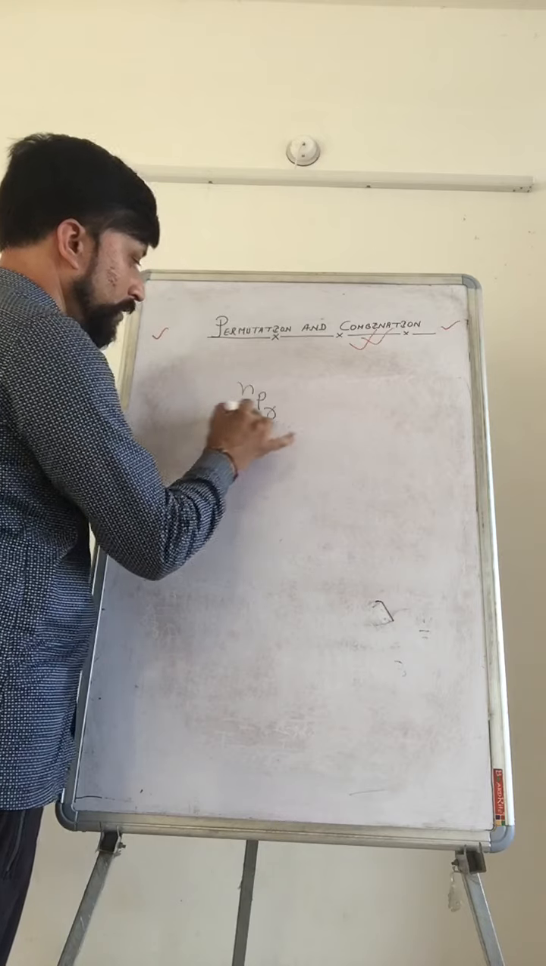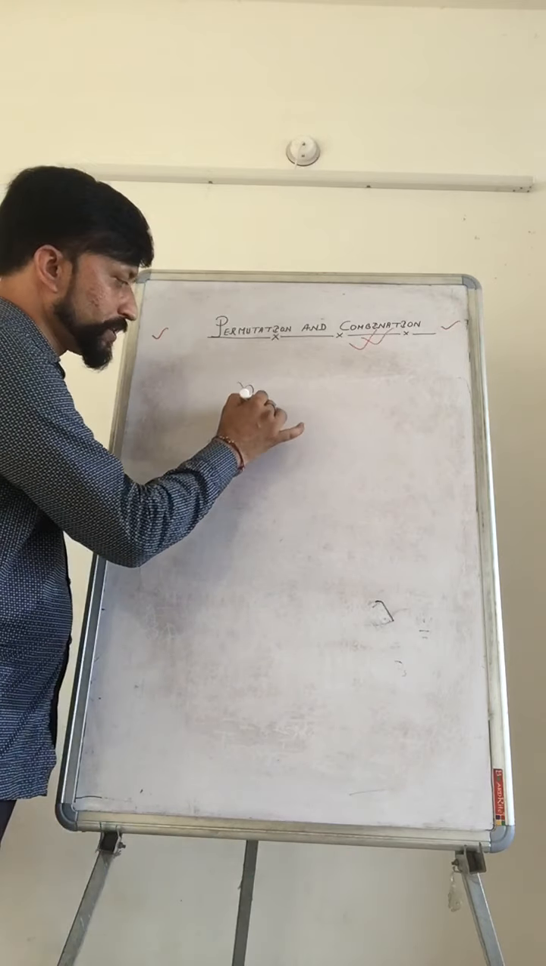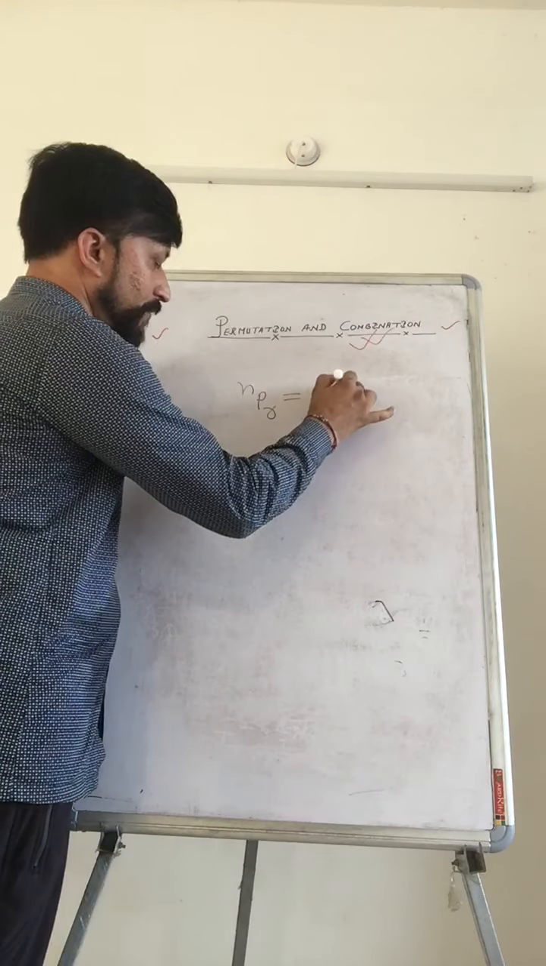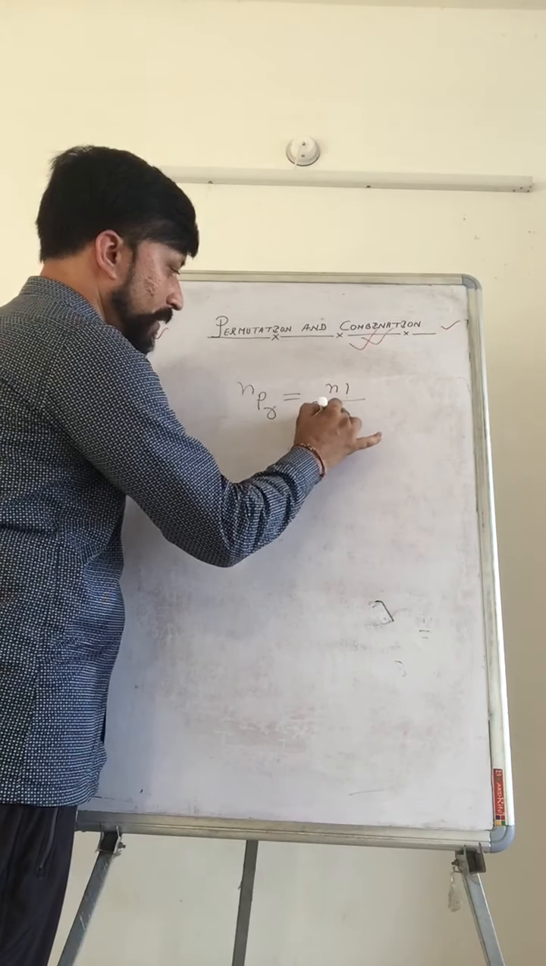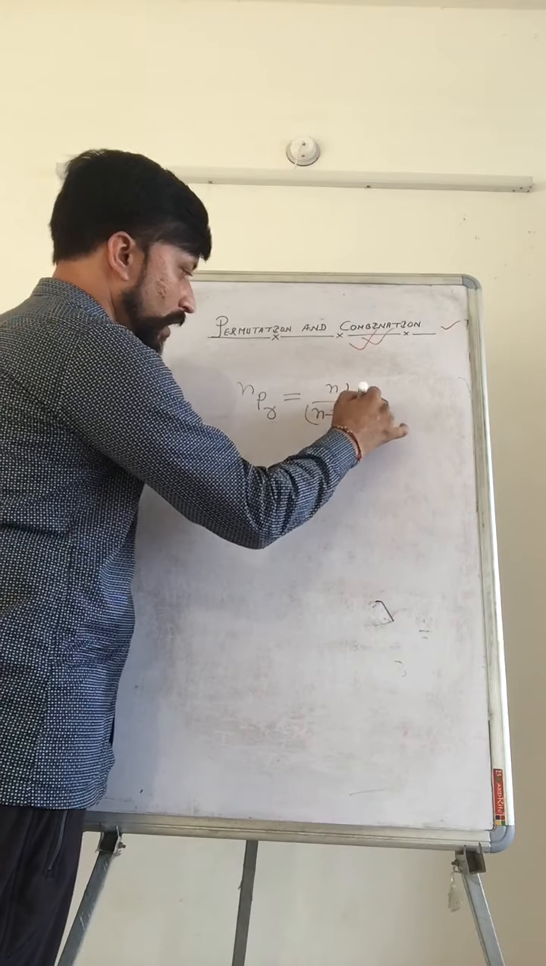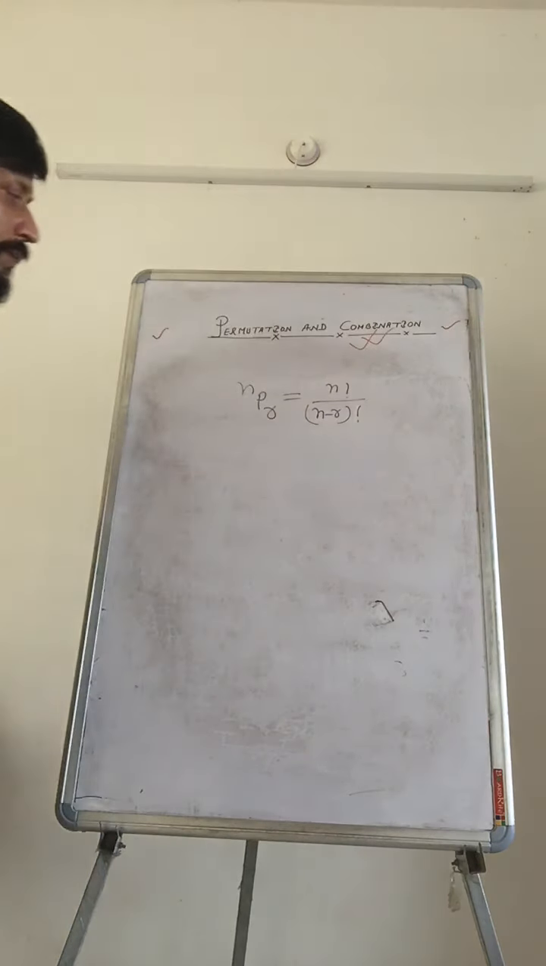The symbol we use to represent permutation is capital P, and the formula is n factorial divided by n minus r factorial. Now, as before, take 1, 2, 3. You have 3 numbers and you want to form groups by considering the position of the members. In how many ways can you form the group?